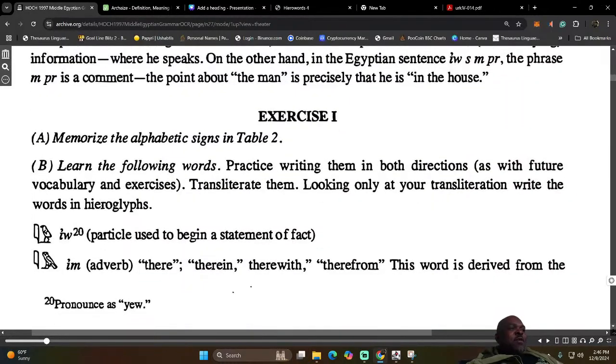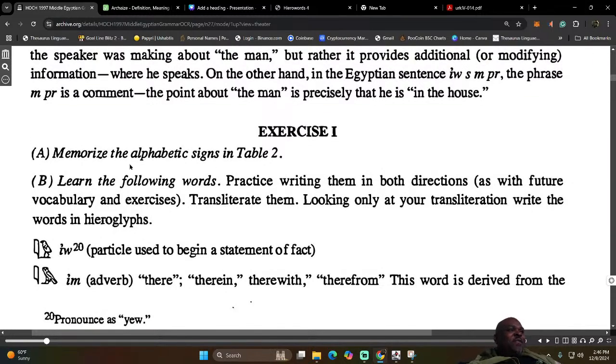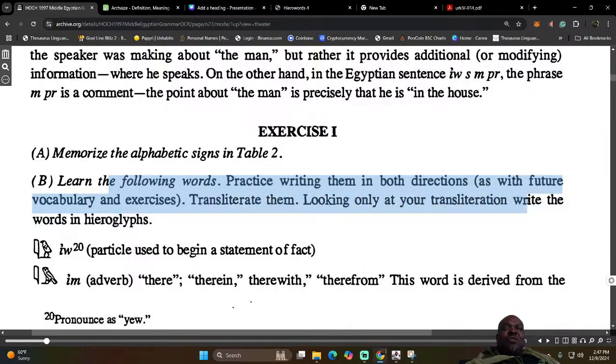All right, I'm skipping. Now we at the first exercise just for the fun of it. He told y'all something simple, is what I said. Memorize the alphabet signs in table 2. If you started at the beginning of the show, you should have them memorized. I'm kidding. He also says, learn the following words, right? And practice writing them in both directions as future vocabulary. Transliterate them. Look only at your transliterations and write the words in hieroglyphs. That's hella easy. All right.